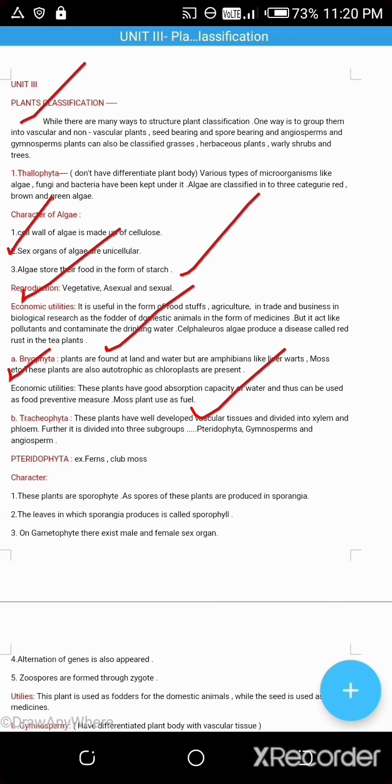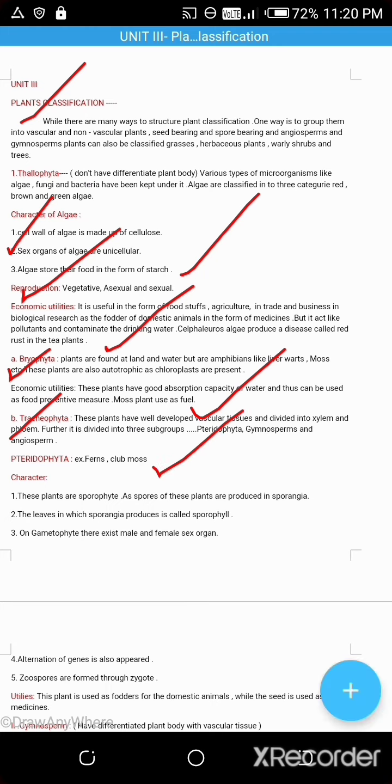Number B. Tracheophyta. These plants have well-developed vascular tissues divided into xylem and phloem. Further, it is divided into 3 subgroups: Number A. Pteridophyta, B. Gymnosperms, and C. Angiosperms. Now, what is Pteridophyta? Examples of Pteridophyta: ferns and club moss.